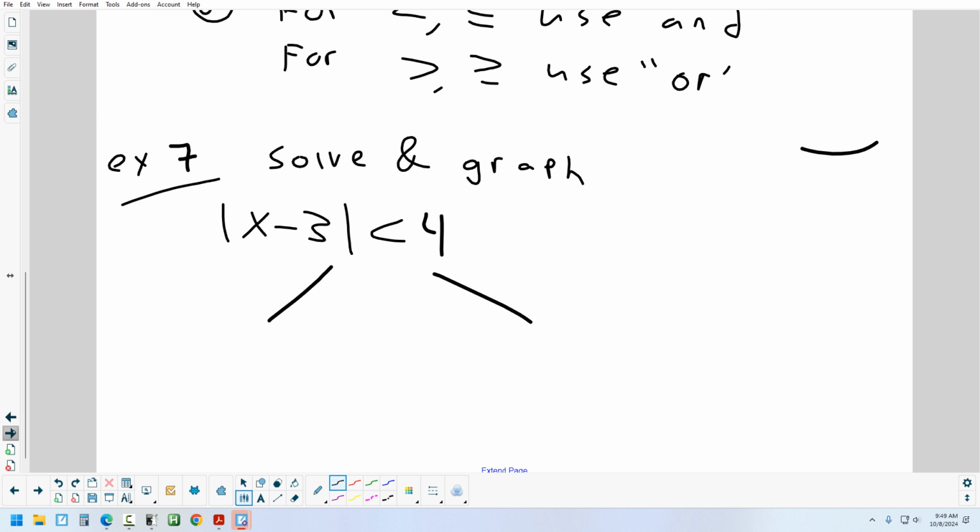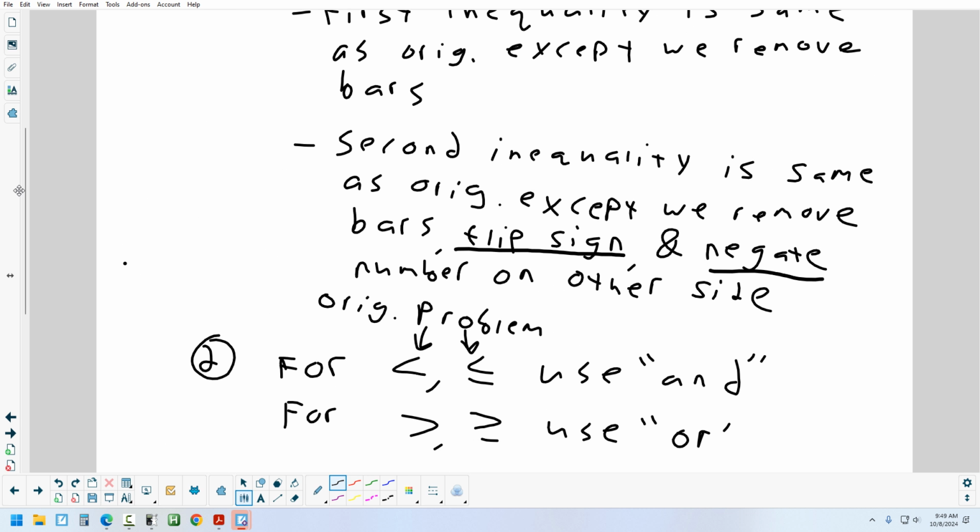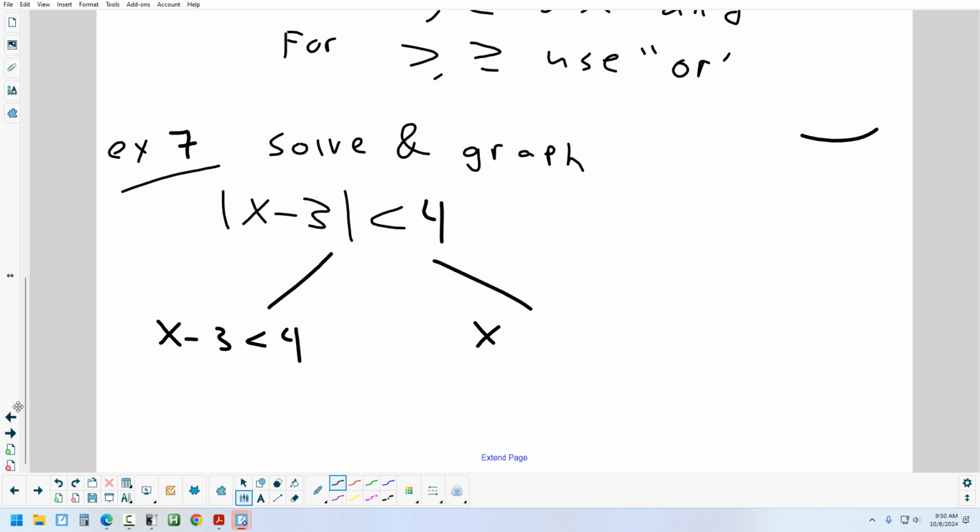What's the first inequality that's going to split up into? Yep. X minus 3 is less than 4. So we got rid of the bars. Now when you do this one, you got to remember to do 3 things. Bars, flip, opposite number. Well, you're going to change the sign of the number on the other side. Okay, so X minus 3, and then flip the sign, and then negative 4. Exactly. So took out the bars, he flipped the sign, and made the number negative. You just have to remember those 3 things.